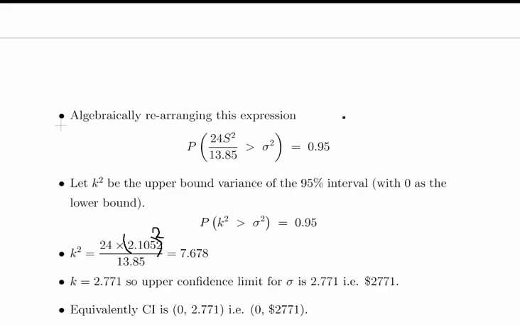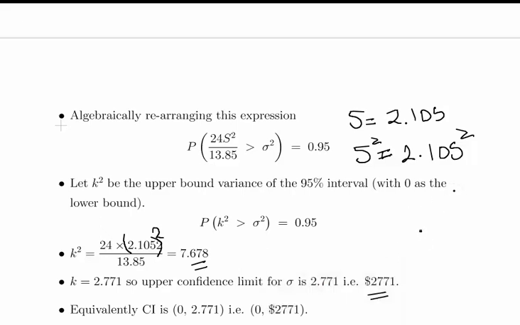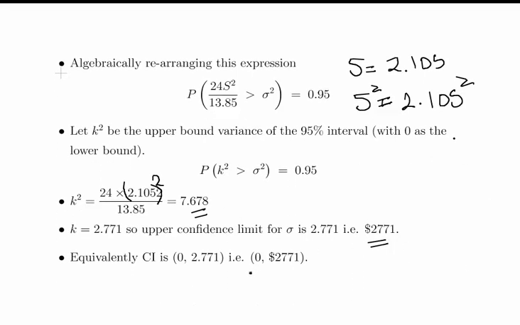s equals 2.105, and s squared equals 2.105 squared. Very confusing typo. So 24 times 2.105 squared over 13.85. Work it out in the calculator and you get 7.678. When you take the square root of that, you get 2.771. So the upper limit for sigma is 2.771, which is to say $2,771 US dollars.